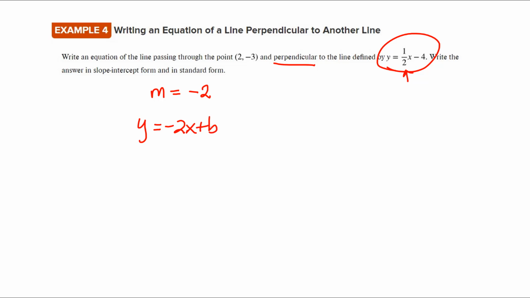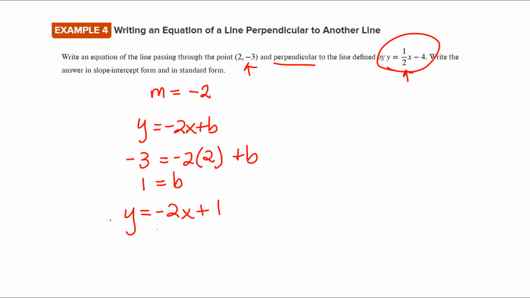We've got to find the y-intercept, and to do that, we will just plug in this point that is on our line. So y would be -3, x would be 2, and I'm trying to find out what b is. So I'll add 4 to both sides, and I'll get 1 for b. So my final equation is going to be y equals -2x, because the slope is -2, plus 1.